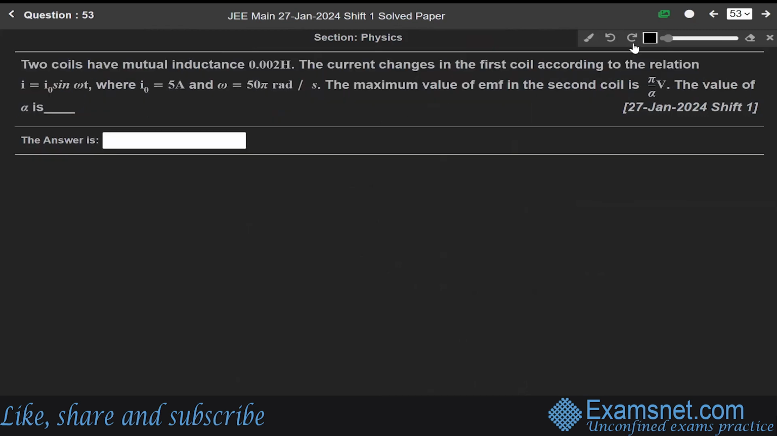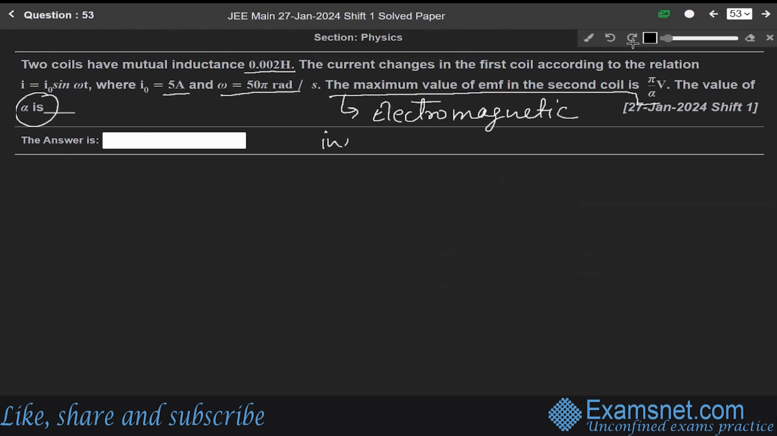Now next question. Question number 53. This question says that two coils have mutual inductance 0.002 Henry. The current changes in the first coil according to the relation I equals I naught sin omega t, where I naught is 5 ampere and omega is 50 pi radian per second. The maximum value of EMF in the second coil is pi over alpha V. We have to find the value of alpha.